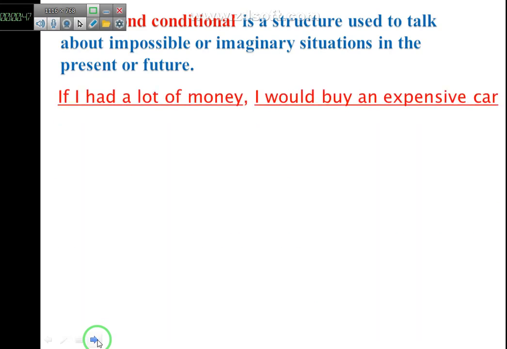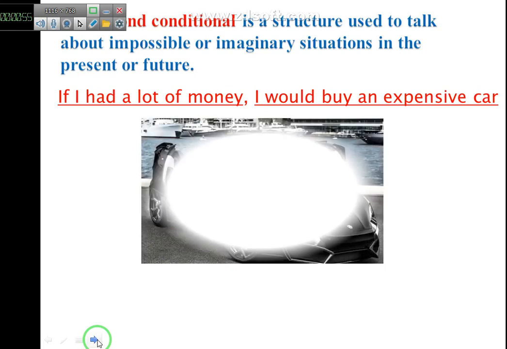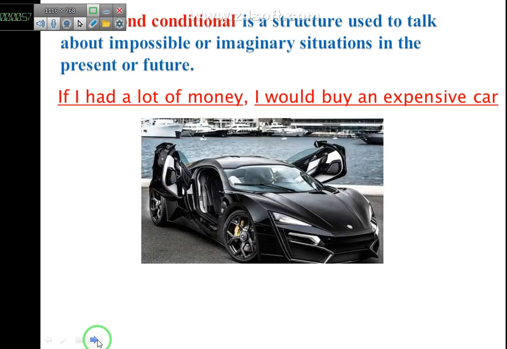If I had a lot of money, I would buy an expensive car. This is an example of the second conditional, and it has two parts, the condition and the result. So, as per the basic structure of a conditional sentence, if the condition is true, then the result happens.